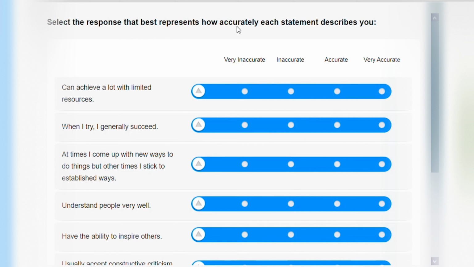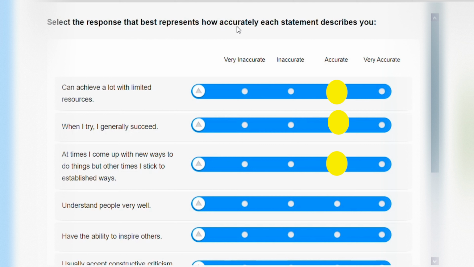As I said, your responses should not be extreme, but maybe you should pick some extremes and some one step below extreme. When I try, I generally succeed. I would say accurate here. Don't go for extreme here for sure. At times I come up with new ways to do things, but other times I stick to established ways. I would pick accurate here as well.